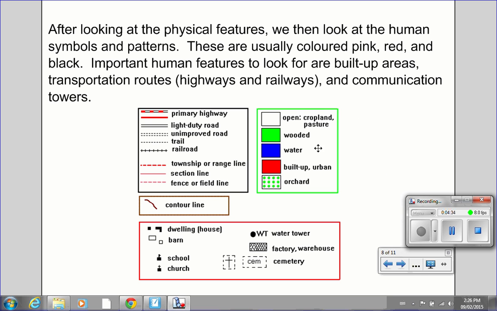Okay, so some things you can see are color-coded, like water, wooded areas. Other areas, we have different types of lines to designate primary highways or railroads or fences. Okay, contour lines to give us a sense of the elevation of the land. But we can also have other symbols such as to represent a school or a church or even a barn.